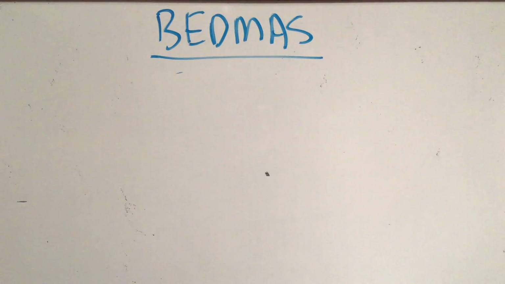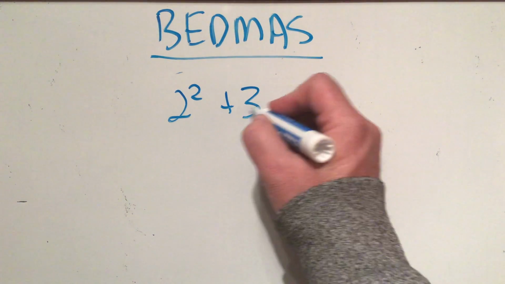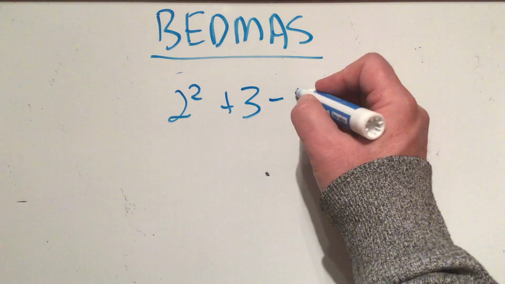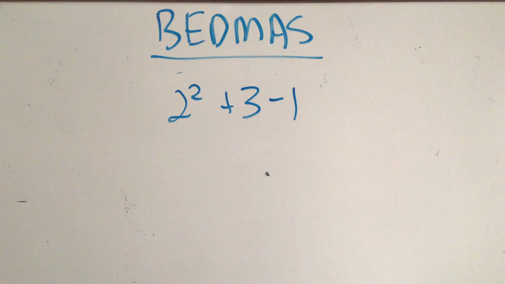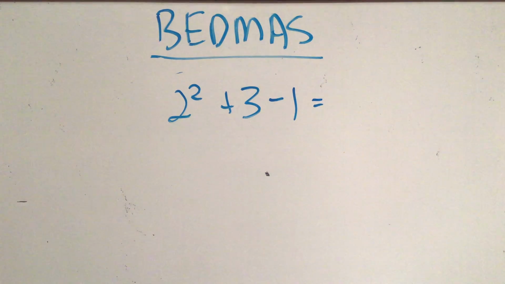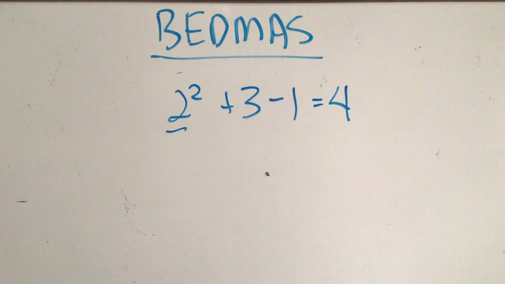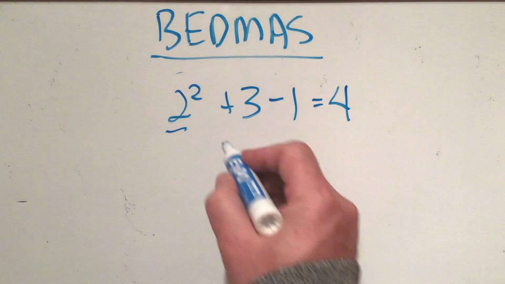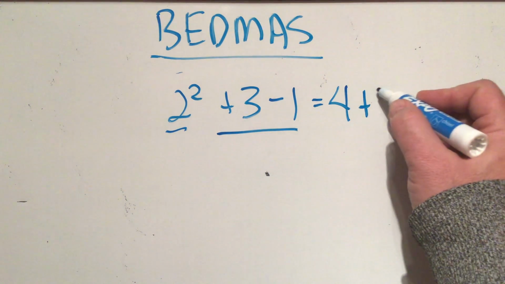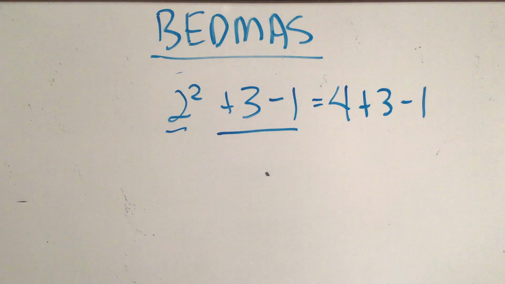We'll start off with an easy example. I have 2 squared plus 3 minus 1. Okay? So, first thing I have to do is brackets. There are no brackets. The next thing I have to do is exponents. All right, so I do exponents. 2 squared is 4. Now, even though I don't use these, I have to actually keep these here in order to keep everything equal. Okay? I have to keep them there even though I'm not using them.